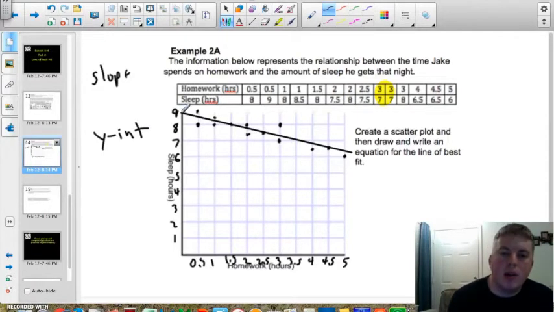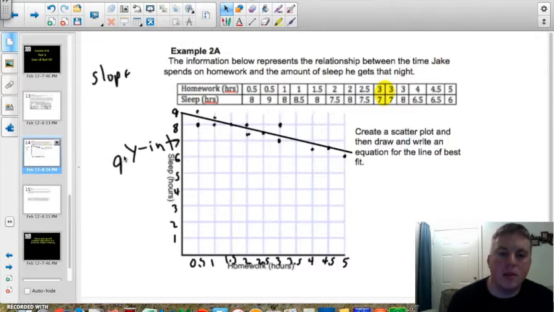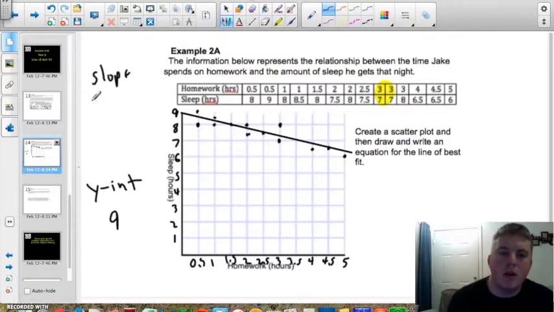It's going to be where it crosses on the y-axis, up and down here. Now mine crosses at 9, so my y-intercept is going to be 9. Now to find the slope, we want to take 2 points from our graph, and we want to plug them into our slope formula. Remember, our slope formula is y2 minus y1 over x2 minus x1.